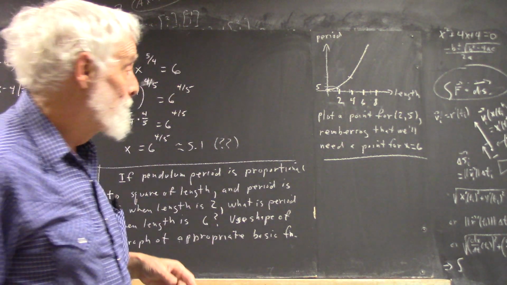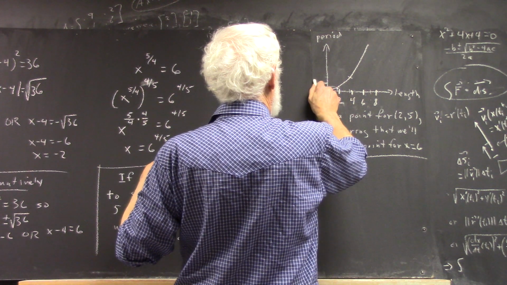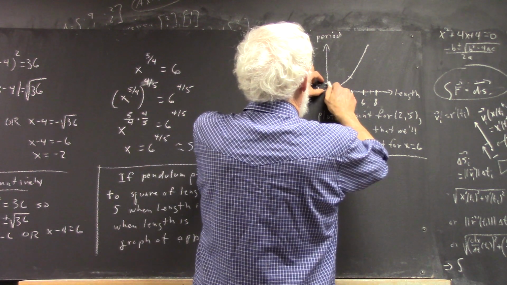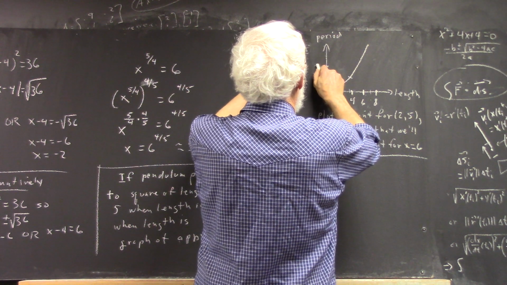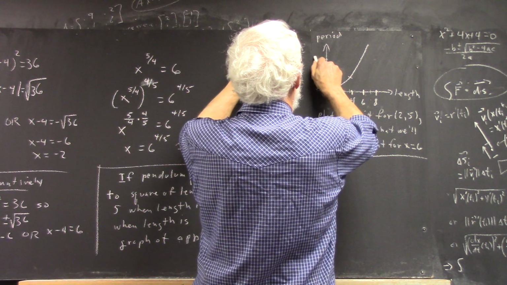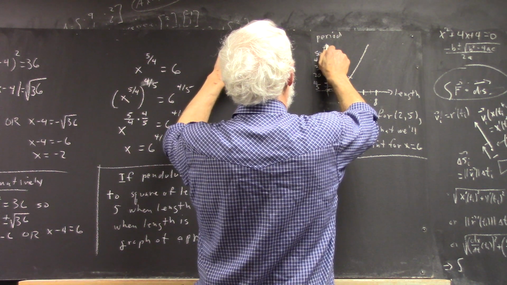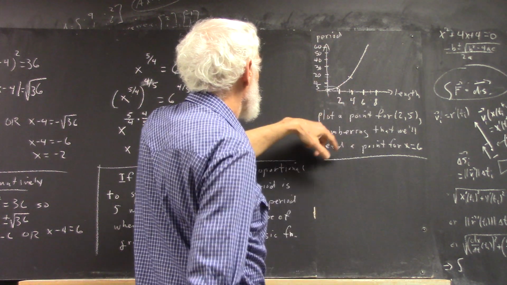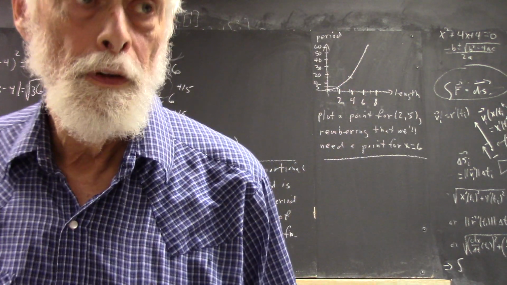Okay? And we got 5 here. Well, we double that. That gives us 10. Now let's just mark off in units of 10. So there's a scale for our period.